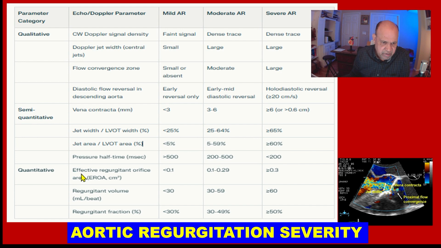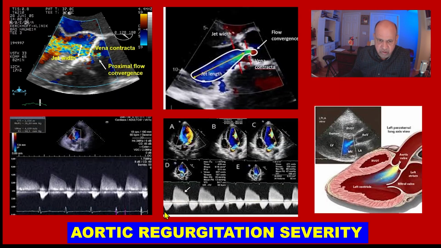So again, we can look at the effective regurgitant orifice, which is less than 0.1. It is mild. From 0.1 to 0.29, that is moderate; greater than 0.3, it is severe. Regurgitant volume: using color and pulse Doppler, we can determine the amount of aortic regurgitation in terms of ml. Like here, you see aortic regurgitation 42 ml. So that's a moderate aortic regurgitation.